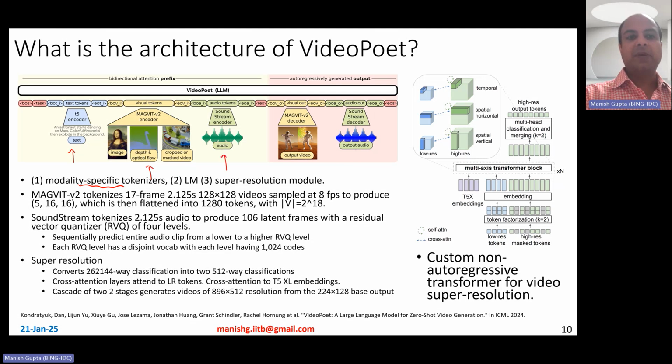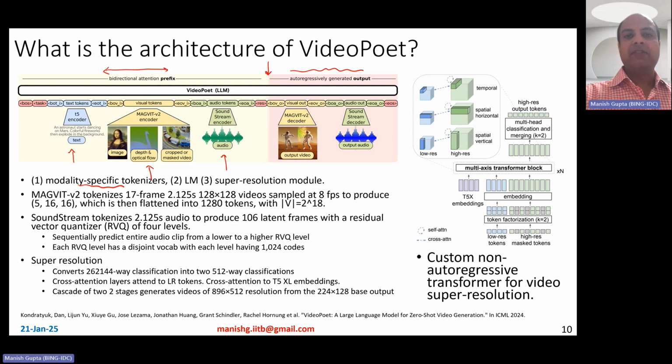So the input is a bidirectional attention prefix in the sense that the input encoder is bidirectional in nature, while the output which is generated from here is autoregressively generated. So the output is autoregressively generated, the input is bidirectional encoder in nature. Okay. So it has modality-specific tokenizers.